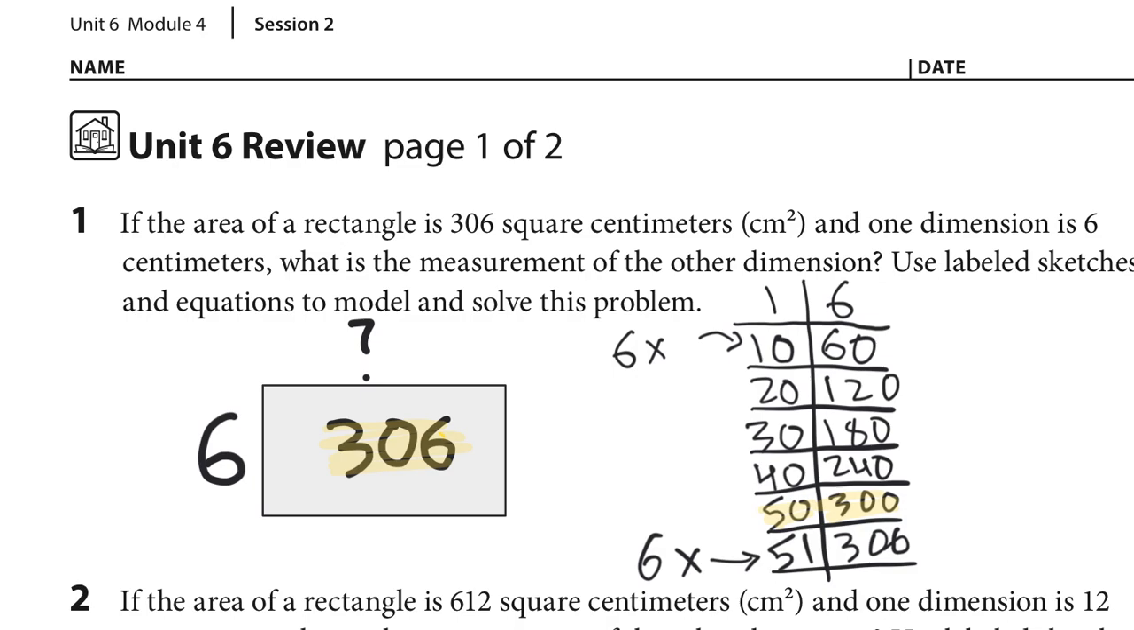This is not doing the thing that I wanted it to do, but that's okay. There we go. So now I know that this is not a question mark anymore. I know that 6 times 51 is 306. So what is the missing dimension? It's this 51 centimeters right here. That's my answer. Okay? That ratio table that we just did is skip counting by 6s as quickly as possible.